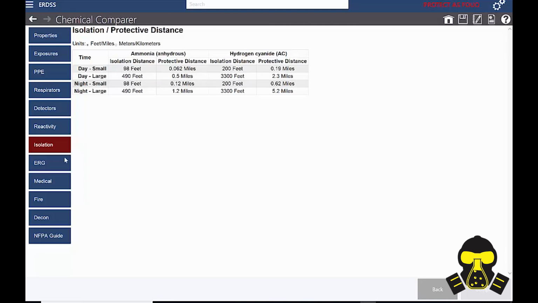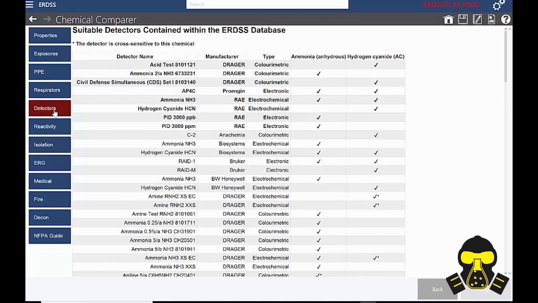So let me come back down here and go to detector. And here are all those detectors again, but side by side now. So we know that the ammonia sensor was going to go off for ammonia and cyanide. Okay, it's cross sensitive. So now let's say which of my sensors isn't going to. If I come down, I can see that my PIDs are only going to hit one. You can start pulling things out that way.